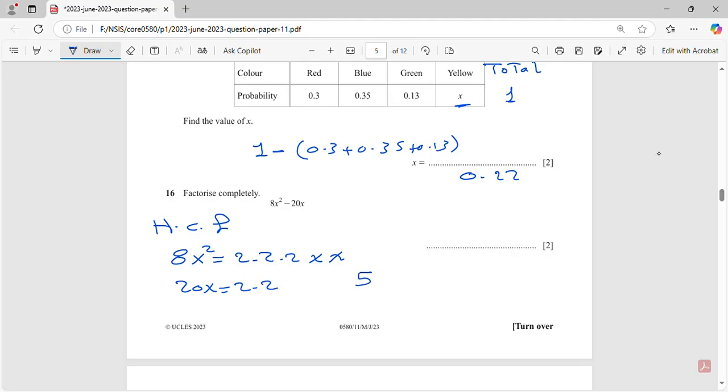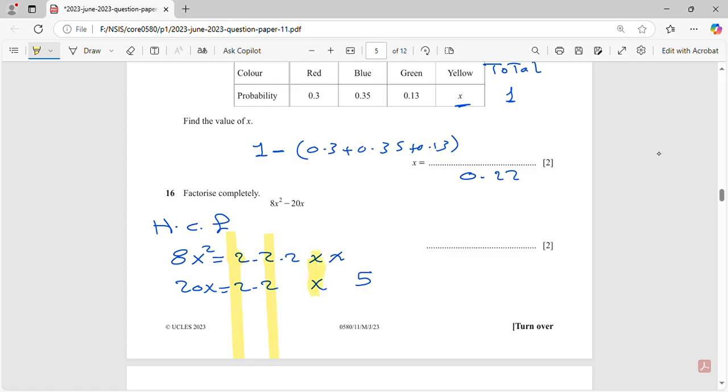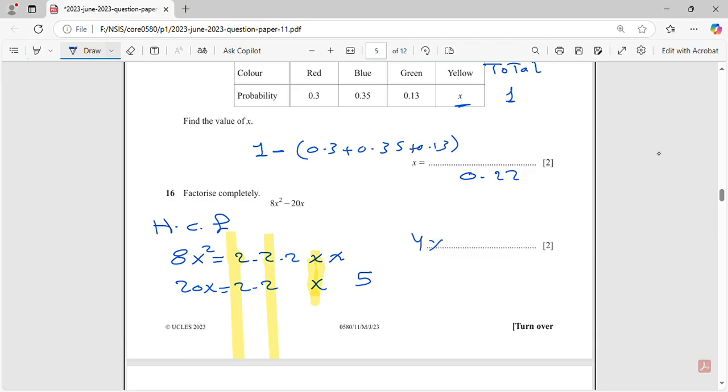Of course we put each number under the one that looks like it, 1x. I have only 1x. We can note that I have this 2, this 2, and this x. So how many are common? 2 times 2 times x, which is 4x, right? Now open the bracket and write the remainder. 2x here for the first, then minus 5. Do you understand what's happening, right?